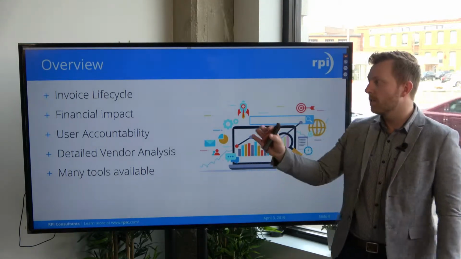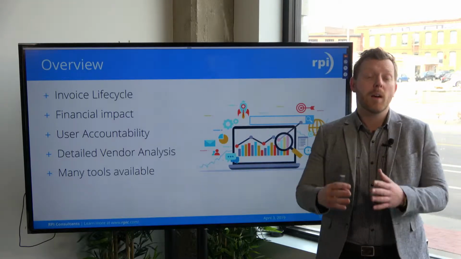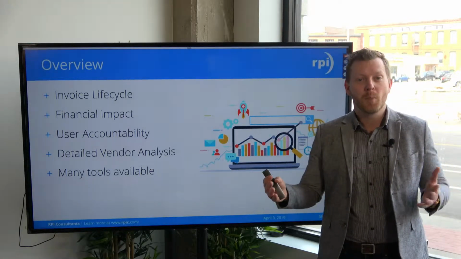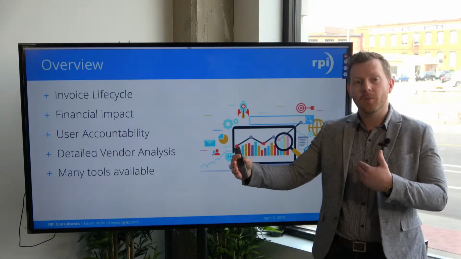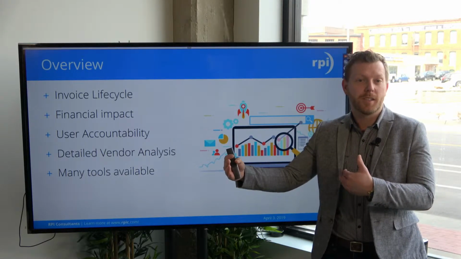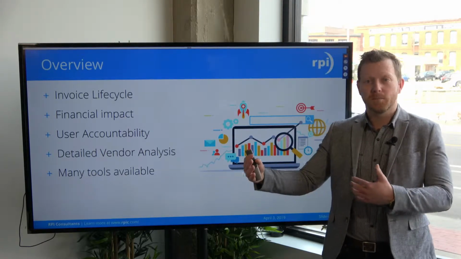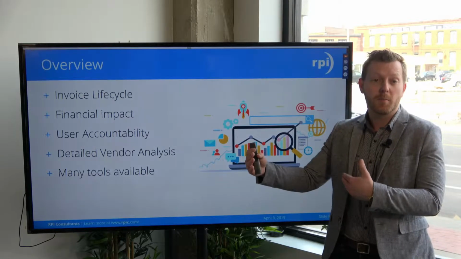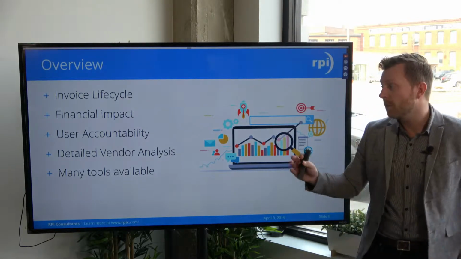So the first and foremost, seeing your invoice lifecycle. If you have an AP automation solution right now, it's important to see where things are and what's coming down the pipeline essentially, so you have a good idea of the invoices and the financial impact that's coming your way. It's also good for user accountability.